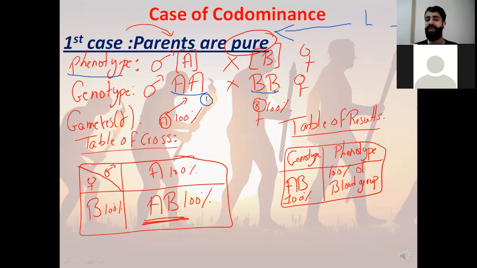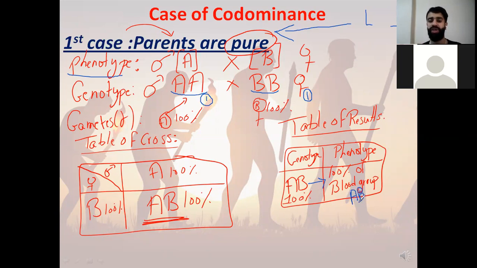Here also we have BB in the female. BB, the possible gametes, they are B, only B, 100%. Or I can use a proportion, I can use 1. Okay? So table of cross, male it's A 100%, female B 100%. So the genotype is going to be AB 100%. So here, the table of result, AB 100%, it will give 100% individuals of blood group what? Of blood group AB.